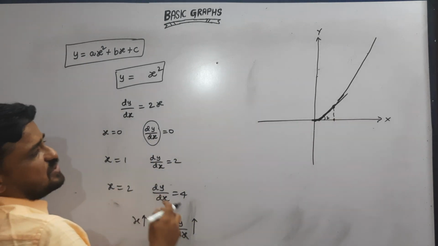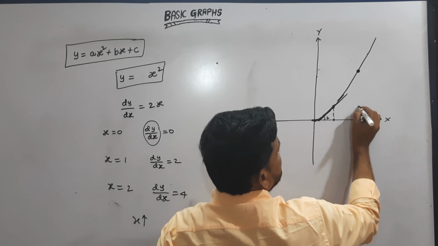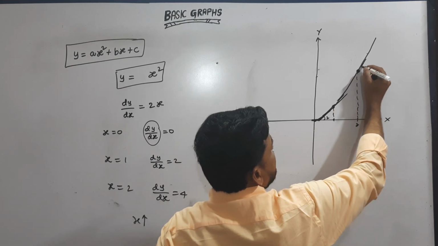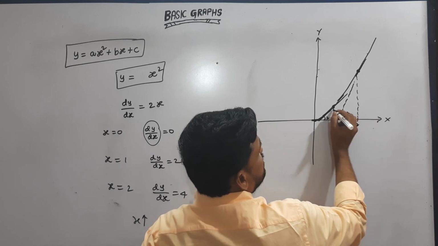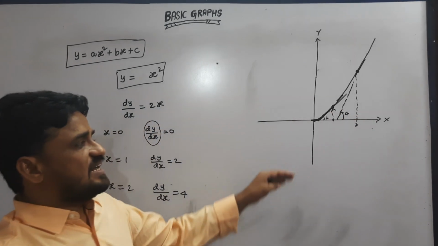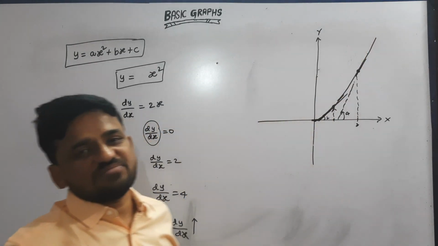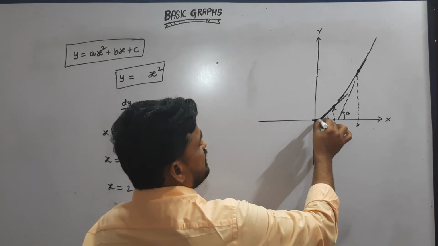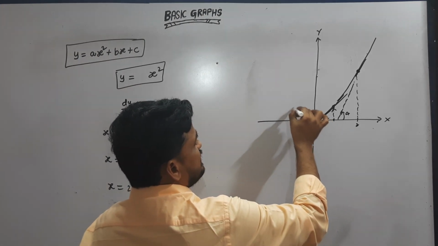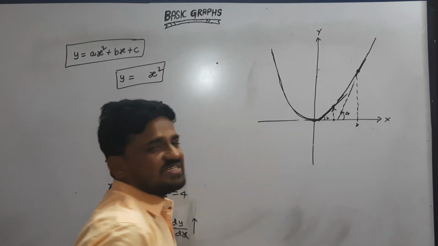At x equal to 2, slope of graph is 4. And as x value increases, slope of graph increases, means the graph is a non-linear curve like parabola. Similarly, for negative x values, the graph is like this.